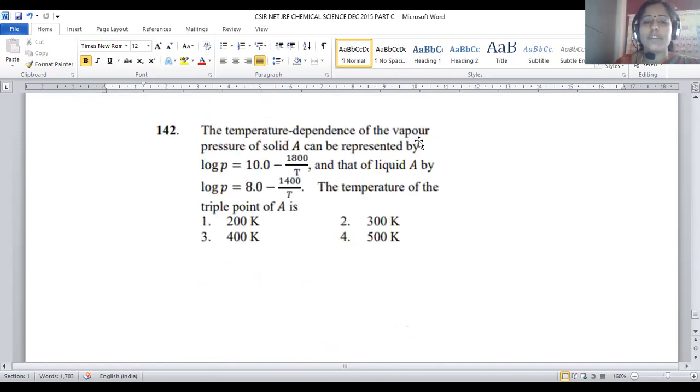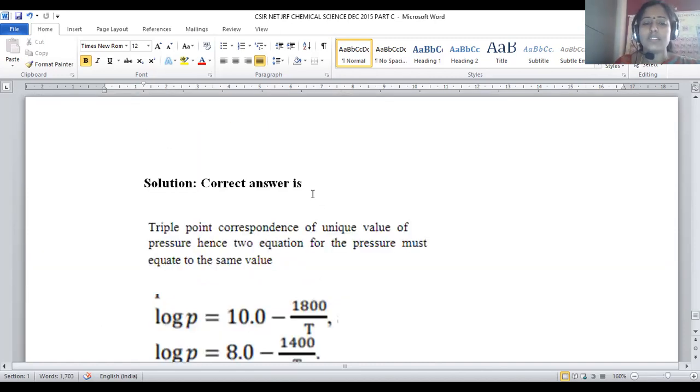Okay, so this is purely temperature dependent. The vapor pressure of the solid will be available at 200 Kelvin. This is a question from phase rule. For question number 142, option number 1 is the correct answer.